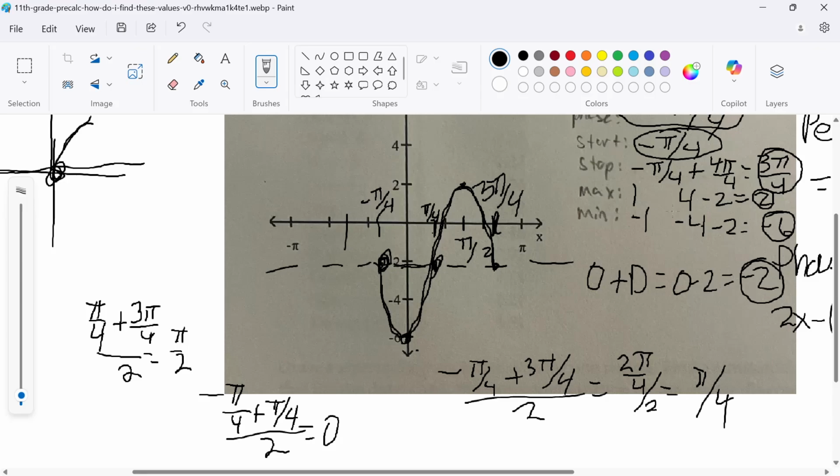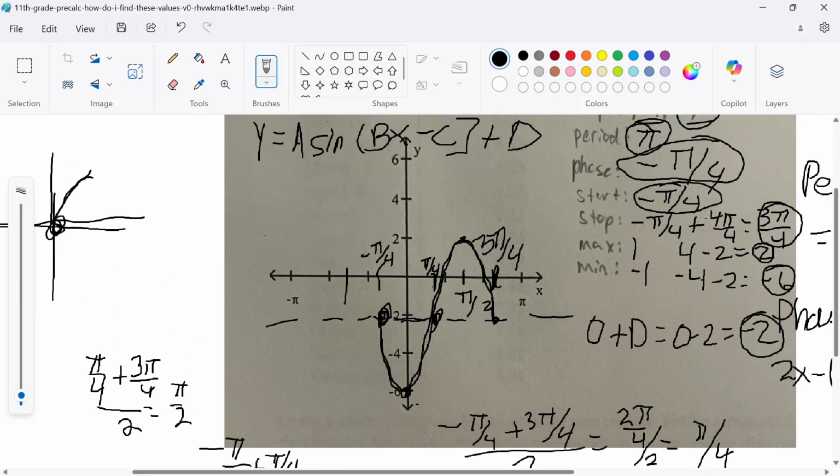And I did that by finding the start and end point, finding halfway between the start and the end point by adding them together and dividing by 2, and then finding halfway between the start and the midpoint, which was 0, and halfway between the midpoint and the end point, which was pi over 2, and then I could plot the graph, knowing that it's an upside down sine. So this is what it looks like. One period between negative pi over 4 and 3 pi over 4. And then it's just going to keep repeating and repeating.